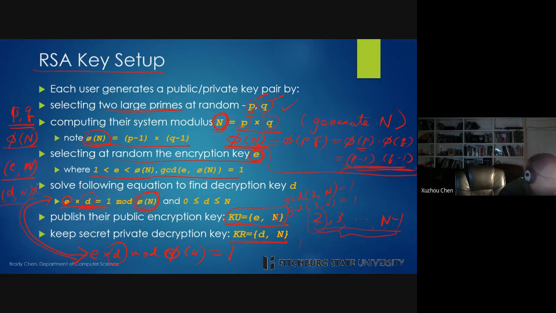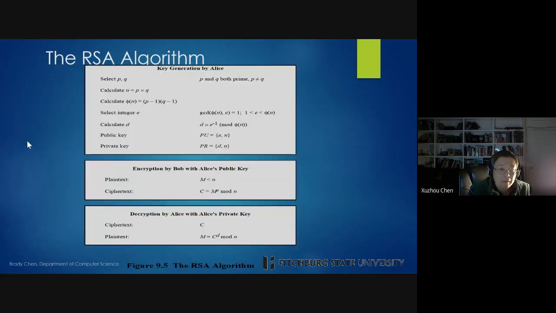No, they cannot find out, because to find D you also need phi of N, but you have to keep this phi of N secret. Okay, so that's how you're going to create the two keys. Now, once you find the keys, you can use the algorithm. E is the public key and D is the private key.